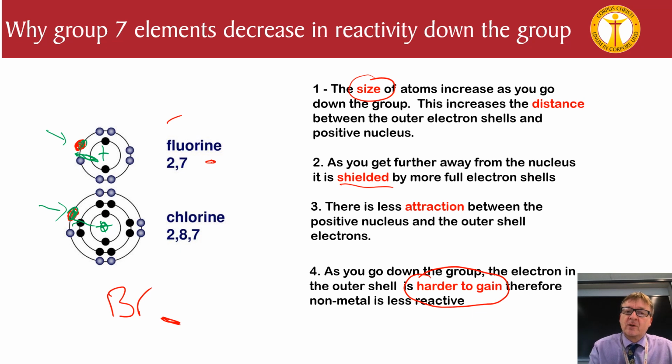All right, so the reason why group 7 elements decrease in reactivity down the group is all to do with how easy it is to gain the outer electron. Fluorine is very easy, chlorine is not as easy, bromine is actually quite hard to gain that outer electron. And it's all to do with size, shielding and attraction.